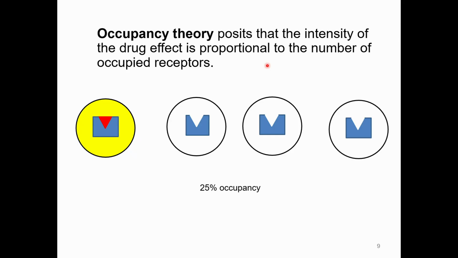And so occupancy theory, though, kind of proposes that the intensity of the effect that you get out of a drug is going to be in some way proportional to the number of occupied receptors. So here's an idealized case where you have 25% occupancy. So you might get some sort of an effect at that particular dosage that yields 25% receptor occupancy. If you had another case where you get 75% receptor occupancy, you should get more effect, right? So the more occupancy, the more effect that you get out of this.